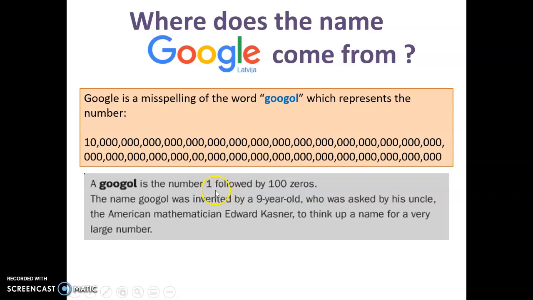A googol is a number 1 followed by 100 zeros, and the name googol was invented by a 9-year-old who was asked by his uncle, the American mathematician Edward Kasner, to think of a name for a very large number. So this 9-year-old said googol, okay, and that became the word for that number. In standard notation, we would have 1 times 10 to the 100.